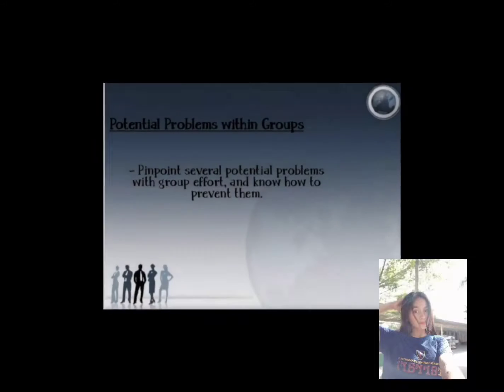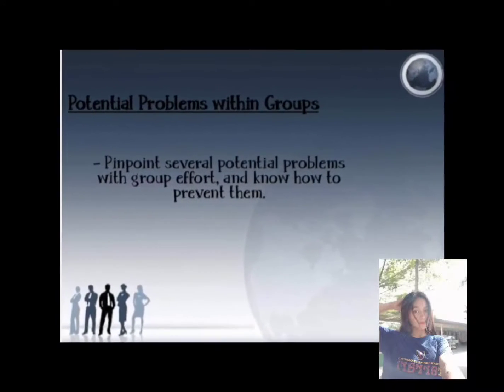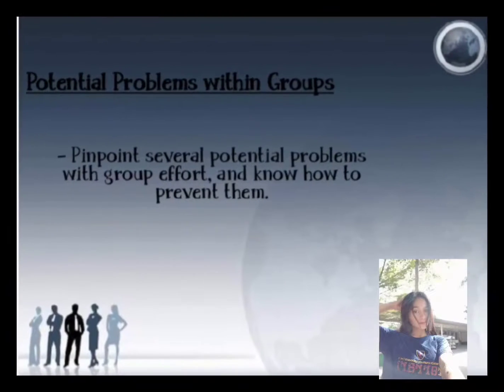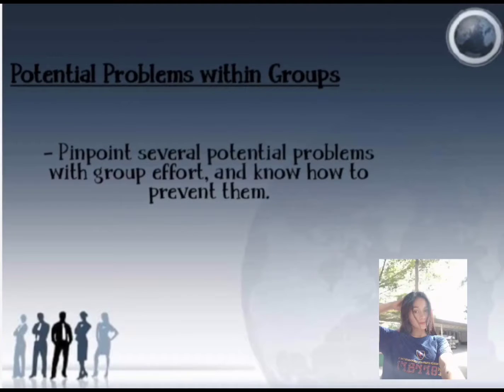Next is potential problems within groups. This is to pinpoint several potential problems with group effort and how to prevent them. So, for example, a work group might fail if it was not empowered, the group was low on emotional intelligence, and the members were poorly trained. Furthermore, similar results would occur if the group lacked the support of management. Members did not support one another, and members were quite unfamiliar with the tasks and with one another.